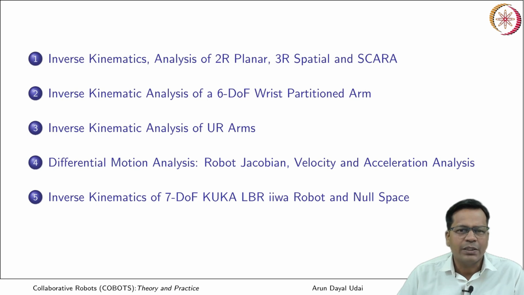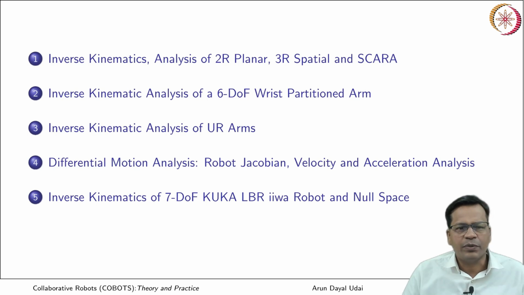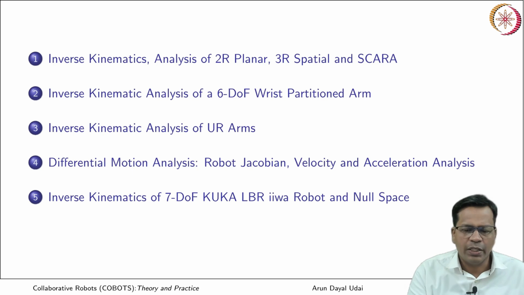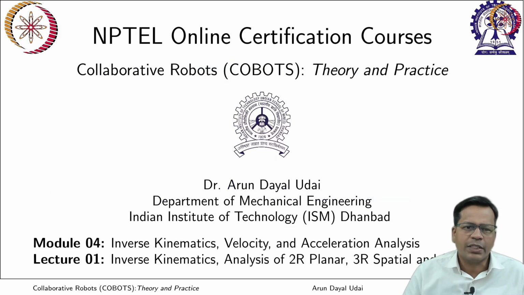In the fourth lecture, we'll discuss robot Jacobian velocity and acceleration analysis. In the fifth and the final lecture, we'll do inverse kinematics of a 7 degrees of freedom KUKA IWA robot and we'll finally discuss on null spaces. So let us continue with the first lecture of this module, that is inverse kinematics, velocity and acceleration analysis of the course Collaborative Robots Theory and Practice.